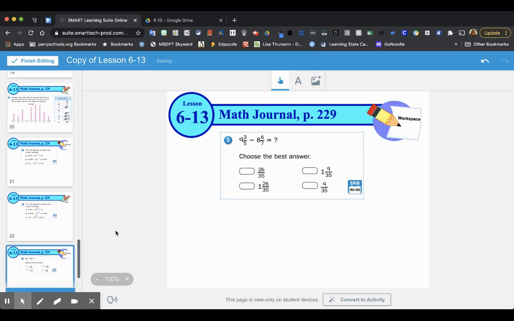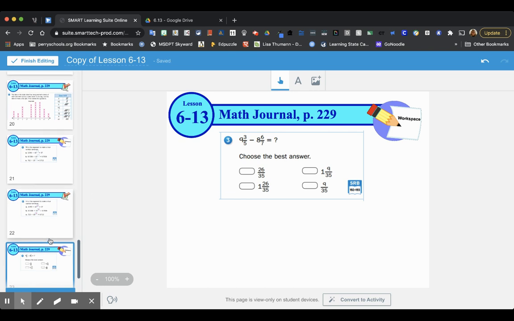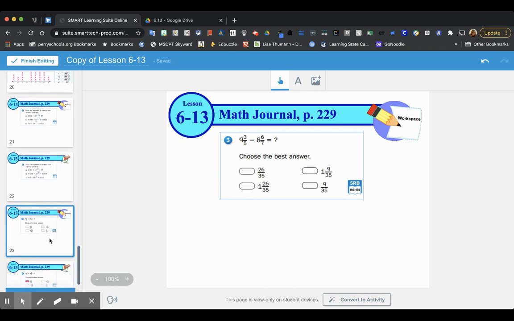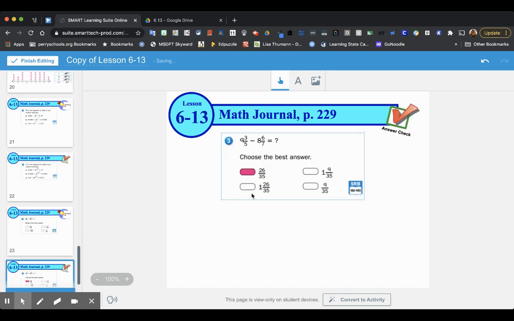Number 3, 9 3/5 minus 8 6/7. You need to choose the best answer for this. Don't forget, you need a common denominator. And your answer should have been 26/35ths.